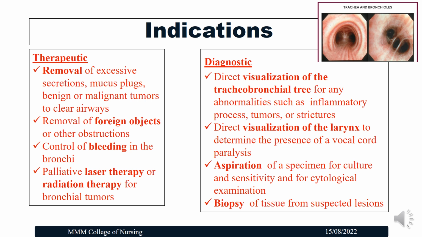Indications of doing bronchoscopy. Bronchoscopy can be done either for a therapeutic purpose or for a diagnostic purpose. So what are some of the therapeutic indications for doing a bronchoscopy? Removal of excessive secretions or any mucus plugs or benign or malignant tumors to clear the airways. If any thick tenacious mucus is present in the respiratory tract which is very difficult to remove through suctioning, a bronchoscopy can be done to remove the secretions.